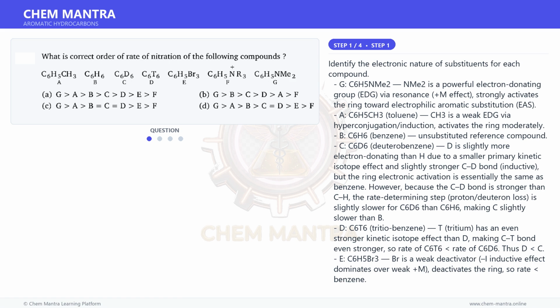B. C6H5CH3, toluene. CH3 is a weak EDG via hyperconjugation and induction, activates the ring moderately. C. C6H6, benzene, unsubstituted reference compound.